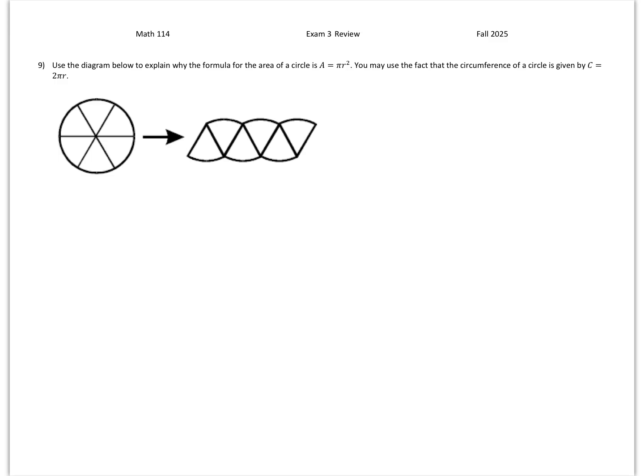Use the diagram below to explain why the formula for the area of a circle is pi r squared. You can use the fact that the circumference of a circle is given by 2 pi r.